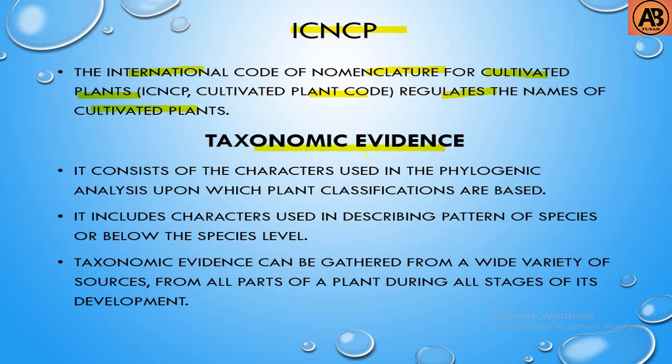Taxonomic evidence. It consists of the characters used in the phylogenetic analysis upon which plant classifications are based. It includes characters used in describing patterns of species or below the species level. Taxonomic evidence can be gathered from a wide variety of sources, from all parts of a plant during all stages of its development.